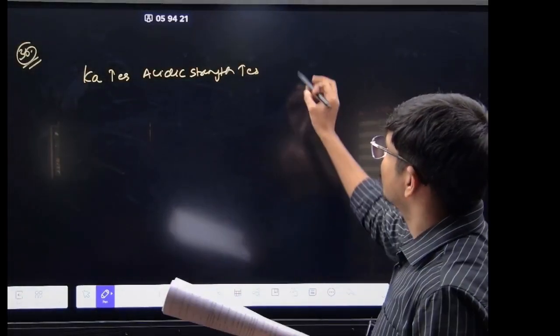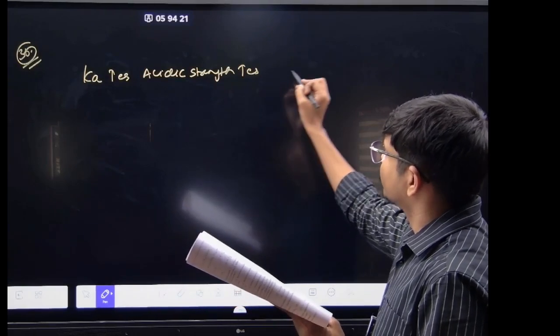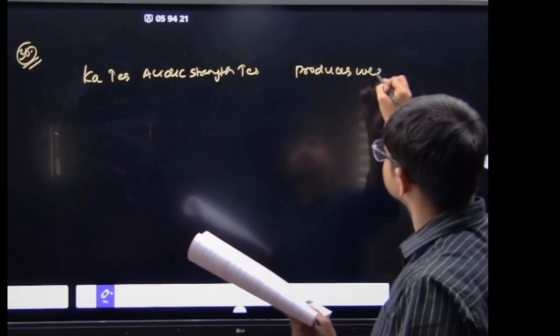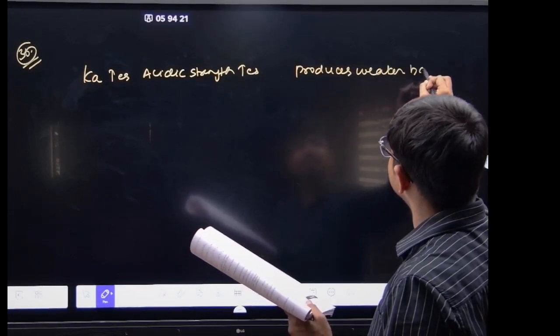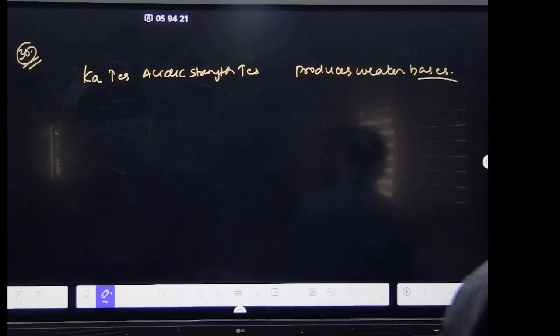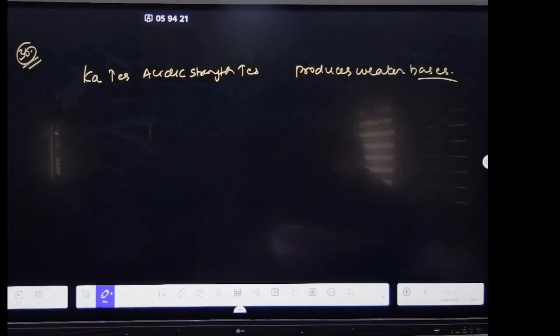produces weaker bases. Produces what? Weaker bases, right? So who will produce the weaker base? The conjugate base produced is strongest, right? So the strongest conjugate base will have the less Ka value.